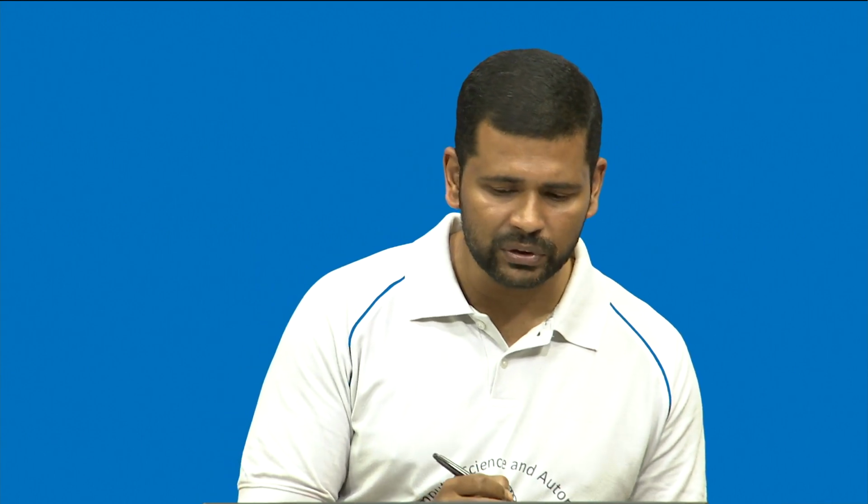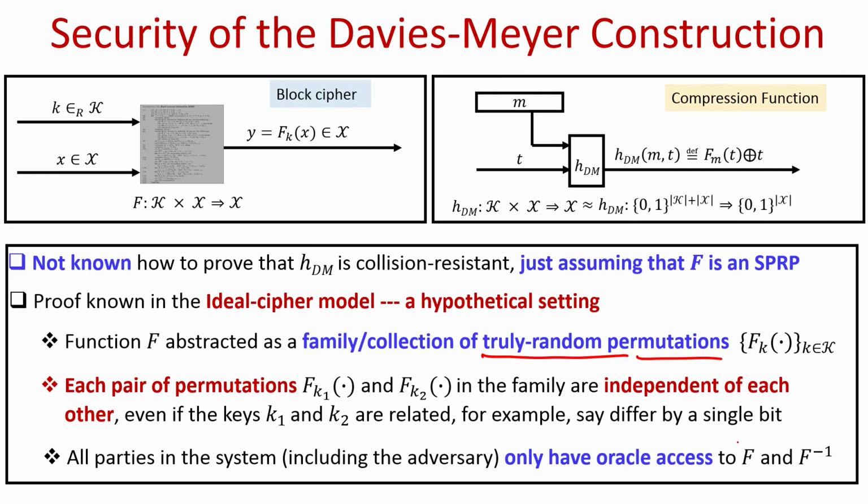In the same way, if some entity wants to know the value of f inverse with respect to some input key k and some input y, then it can just make an oracle call to the f inverse oracle, and it will get back the corresponding output, but it will not get any access to the code of the block cipher. So, that is the most unconventional assumption that we are making in the ideal cipher model.